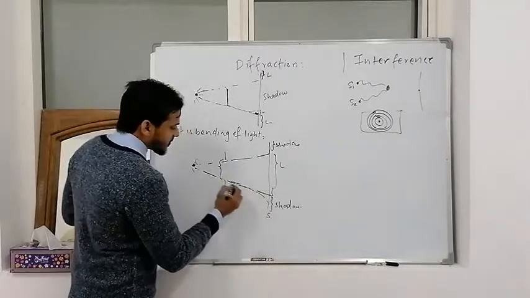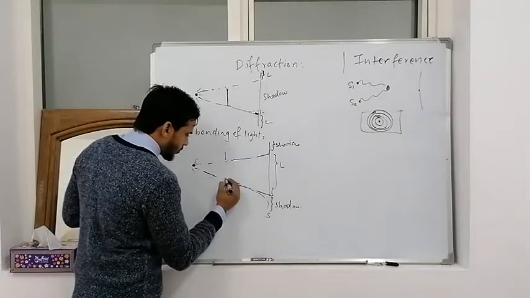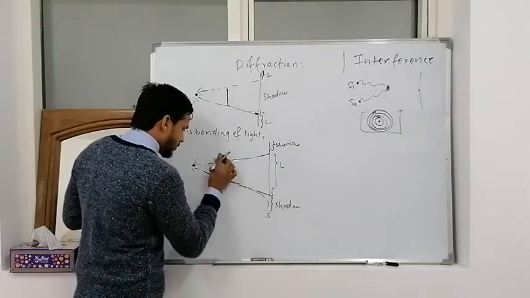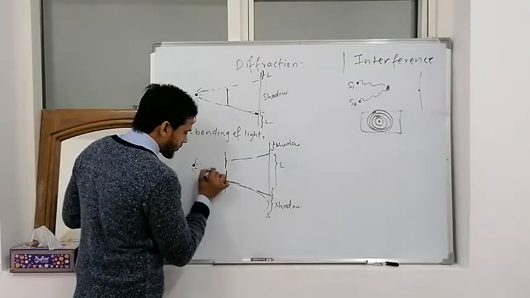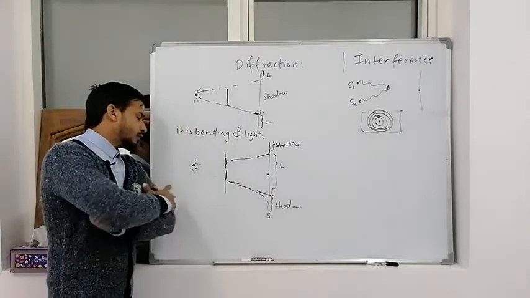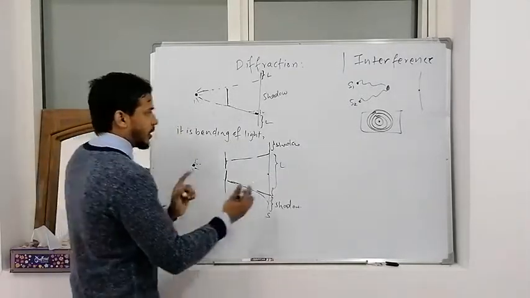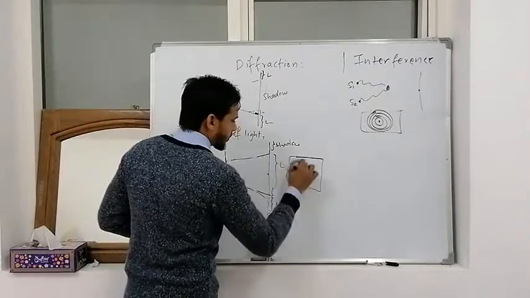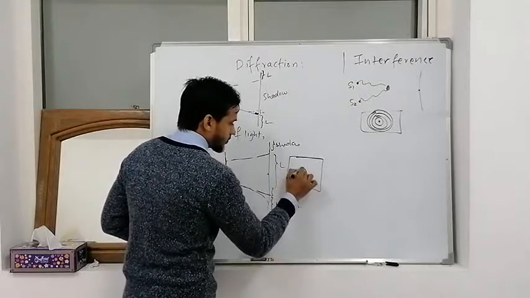Here I made the slit very small. What will happen? The waves will pass through, and I'll show you the picture of what we can see from here. If you see this screen like this, it will look like this.